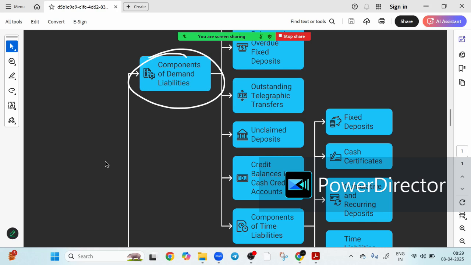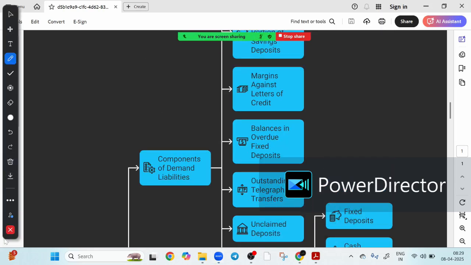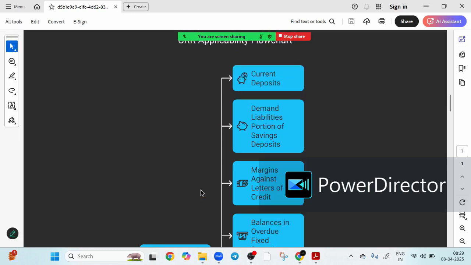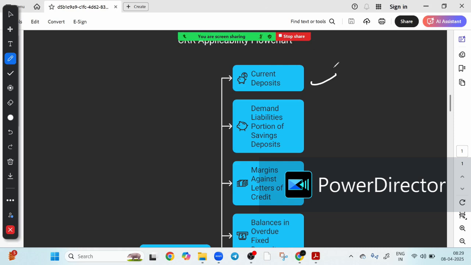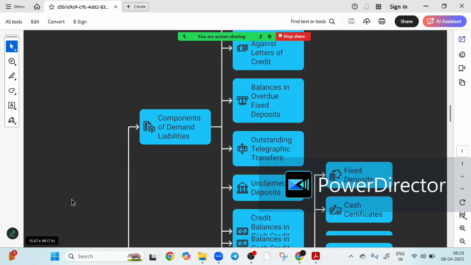So friends, let's begin with demand liability. These are the amounts that a bank must repay on demand, anytime, right? As the name itself suggests, this is the amount that the bank must repay anytime as per the demand of the customer. So what does it include? It includes current deposits. I think you know it. It includes the demand liability portion of savings deposits. Yes, savings deposits are also included. It includes the margin held against letters of credit. So you must remember what the portions of demand liability are. Whatever margin is held against a letter of credit is a part of demand liability, right?